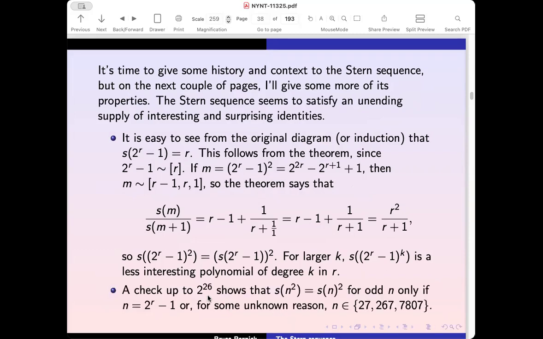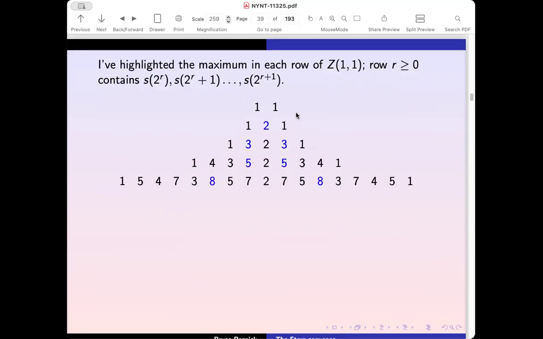And to me, this is sort of the fundamentally interesting property of the Stern sequence. It always gives you nice sort of random things, sporadic facts. For these three odd integers, S of n squared is the square of S of n. And I have no reason other than it's true. You do the calculation.